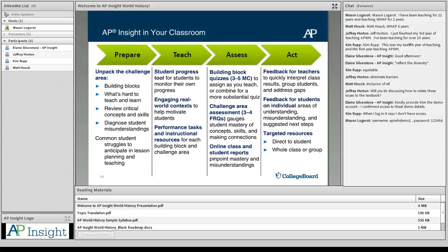All right, under Strategic Planning, if you scroll down towards the bottom, it says Select a Challenge Area. Just click on that and select any of the challenge areas that you might be interested in. And once you do, you're going to see towards the top: Prepare, Teach, Assess, and Act.